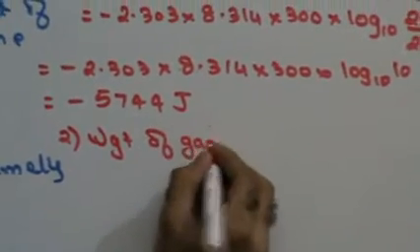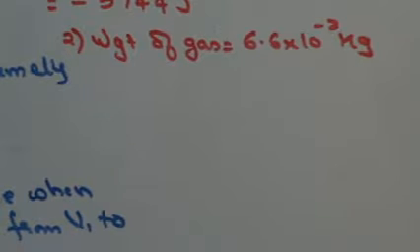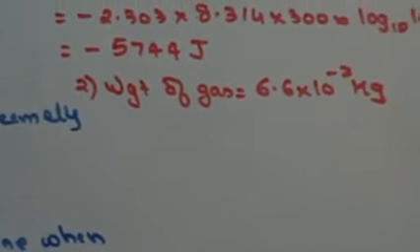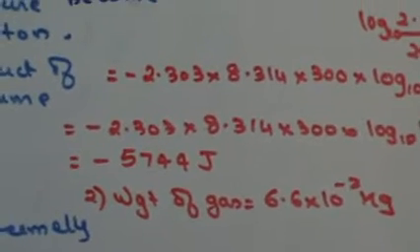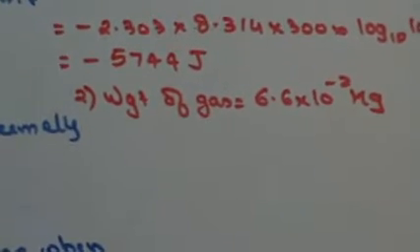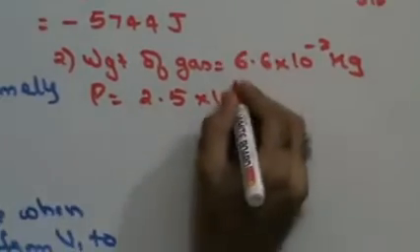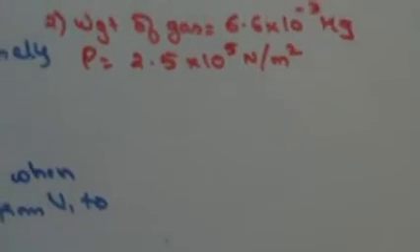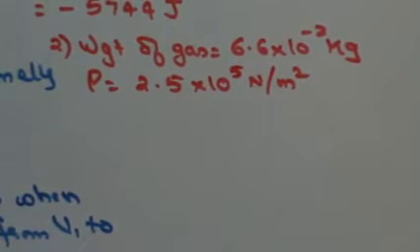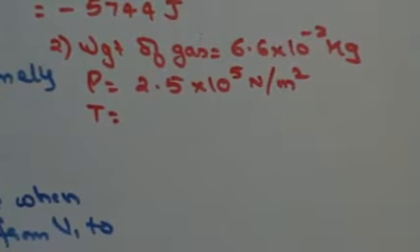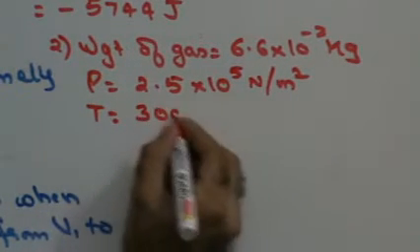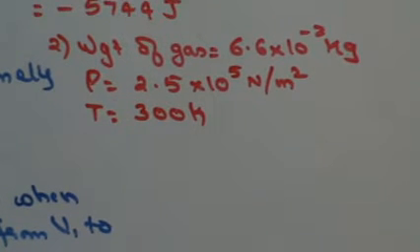6.6 into 10 raised to minus 2 kgs of carbon dioxide is compressed by 2.5 into 10 raised to 5 newtons per meter square pressure, isothermally and reversibly at 300 Kelvin.